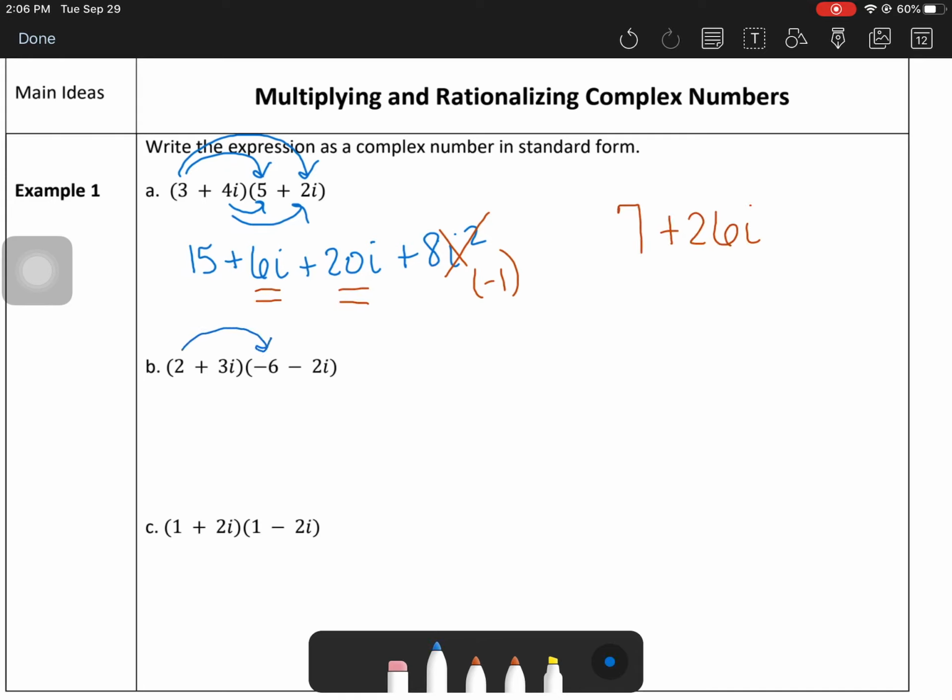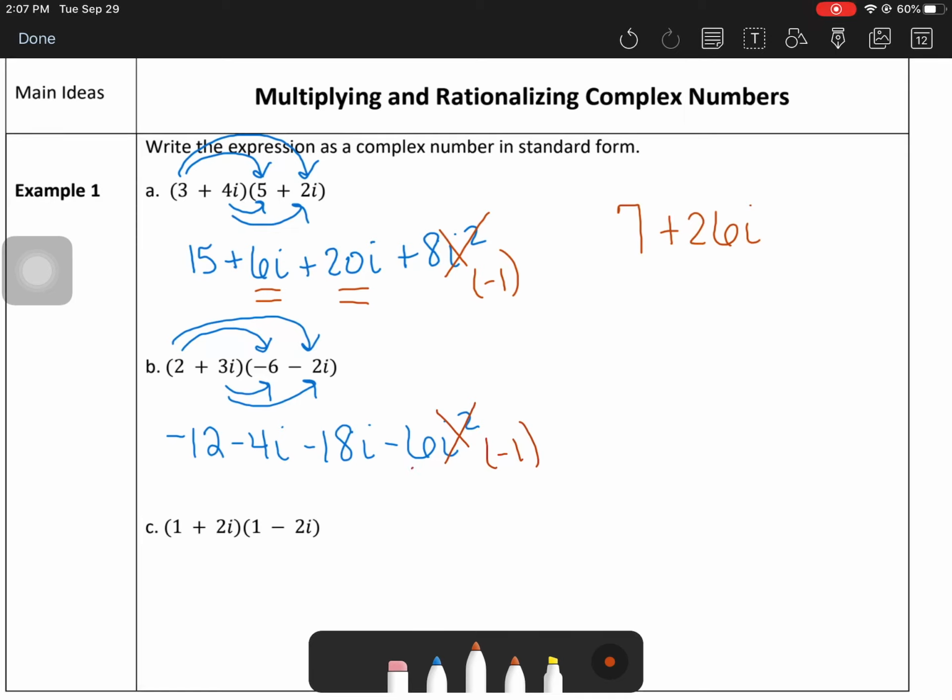Distribute. 2 times negative 6 is negative 12. 2 times negative 2i is negative 4i. 3i times negative 6 would be negative 18i. And 3i times negative 2i would be negative 6i squared. i squared is negative 1. Negative 6 times negative 1 is a positive 6. Plus negative 12 would be negative 6. And then we have negative 4i and negative 18i would be negative 22i.